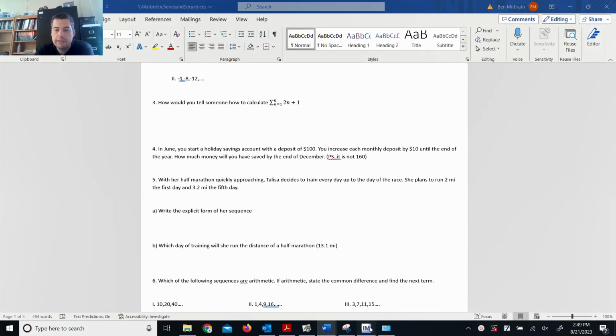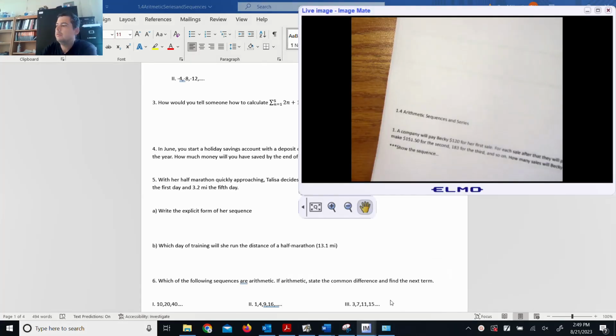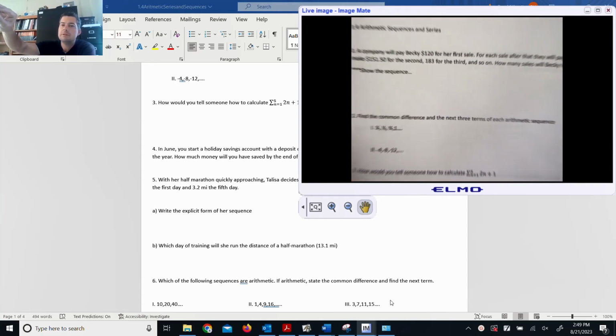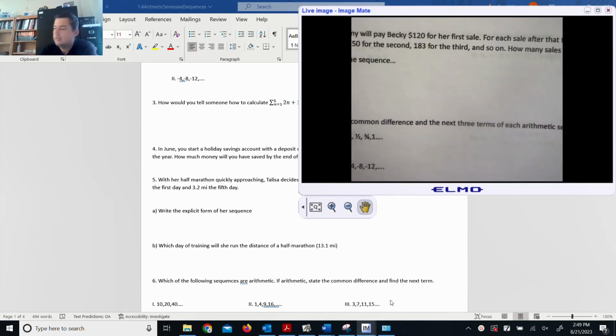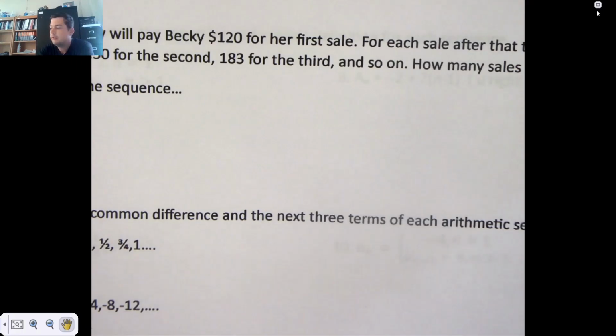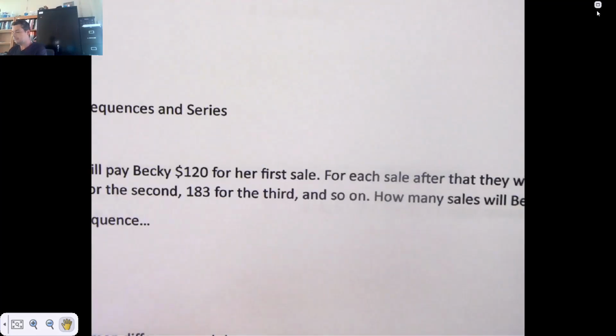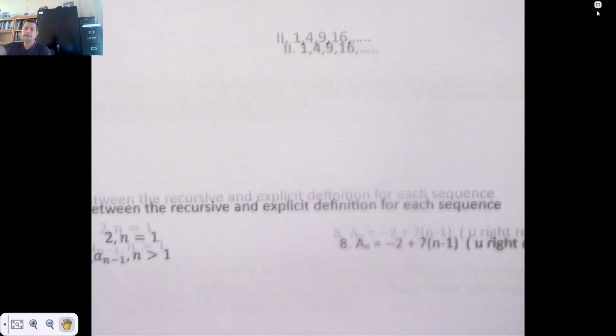All right, so up right now is the work on 1.4 arithmetic sequences, however you wish to say it. And I think the first one I'm going to do is probably 4. No, not 4. The one after that one. 5. One about Talisa. I think that's how you pronounce her name. I don't know, I didn't write it.